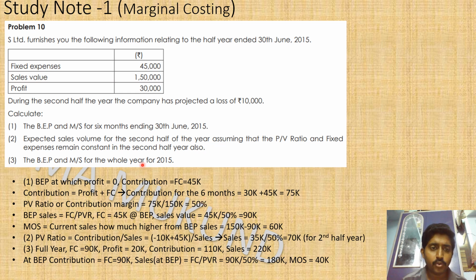And what is the break-even point? Break-even point is fixed cost. Yes, we have the fixed cost, 45,000 divided by 50% PV ratio. So the break-even point is 90,000.